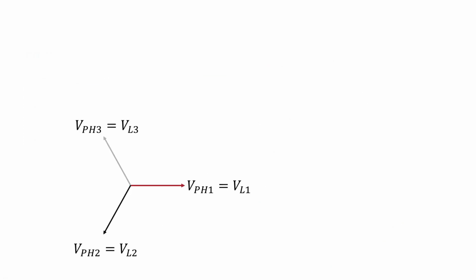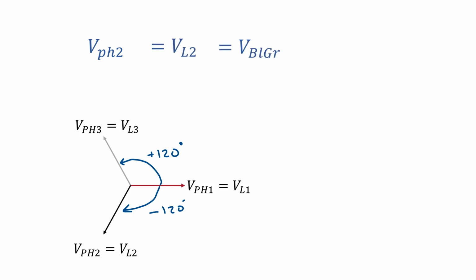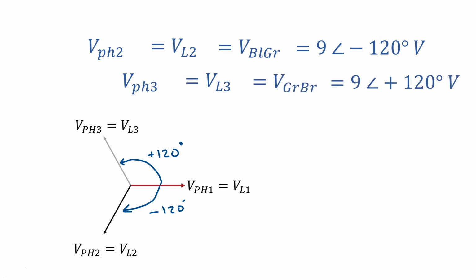So when calculating this, hopefully this should be a bit easier for you to remember now. We have our phase shifts. So the line 2 voltage is negative 120 degrees, and the line 3 voltage is positive 120 degrees from line 1, taking that as our reference. So this should be pretty straightforward to calculate. Phase 2 voltage is 9 volts at minus 120, and phase 3 is 9 volts at positive 120.